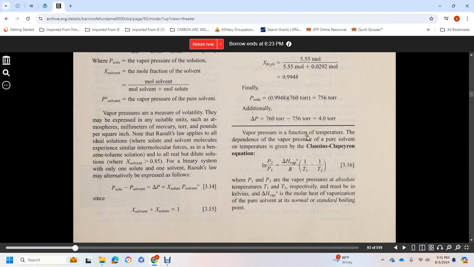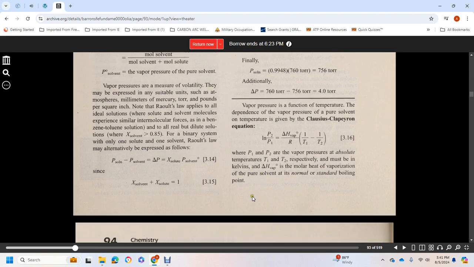Alright, vapor pressure is a function of temperature. The dependence of vapor pressure on temperature for a pure solvent is given by the Clausius-Clapeyron equation, where P1 and P2 are vapor pressures at absolute temperatures T1 and T2 respectively, which must be given in Kelvin. The result involves delta H vaporization, the molar heat of vaporization of the pure solvent, at the normal standard boiling point.